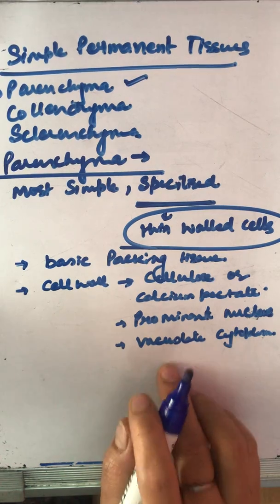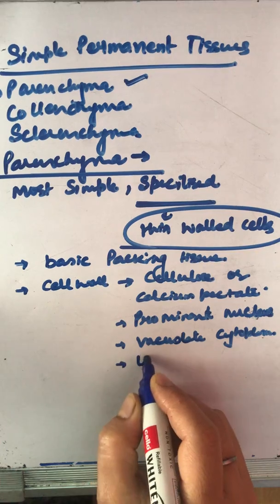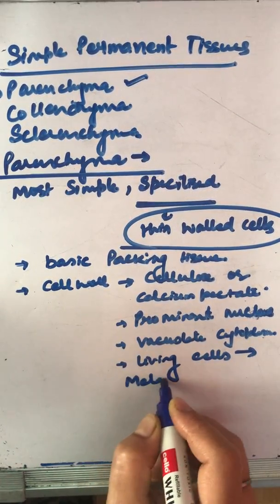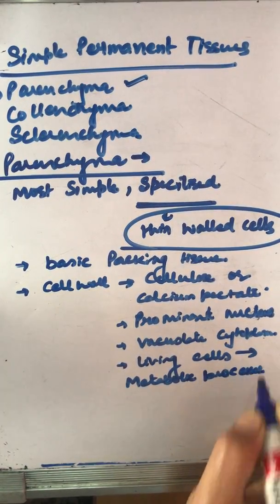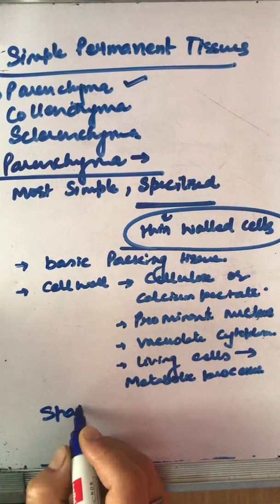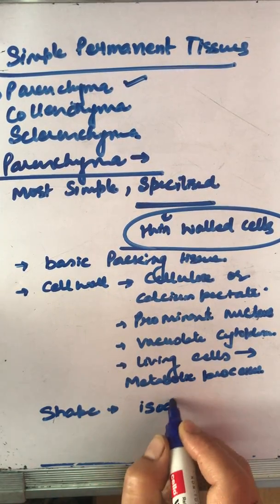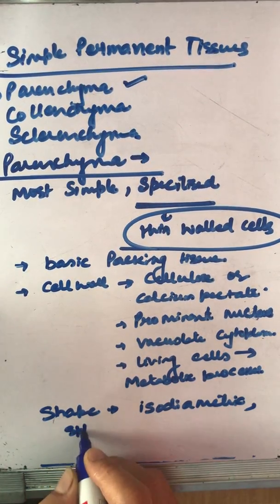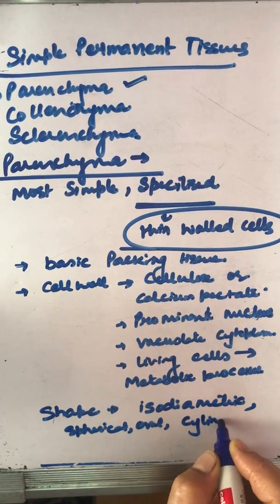What kind of activities do they perform? They are living and perform metabolic processes. What is the shape of these cells? Shape. These are isodiametric. They can be spherical, oval, cylindrical.